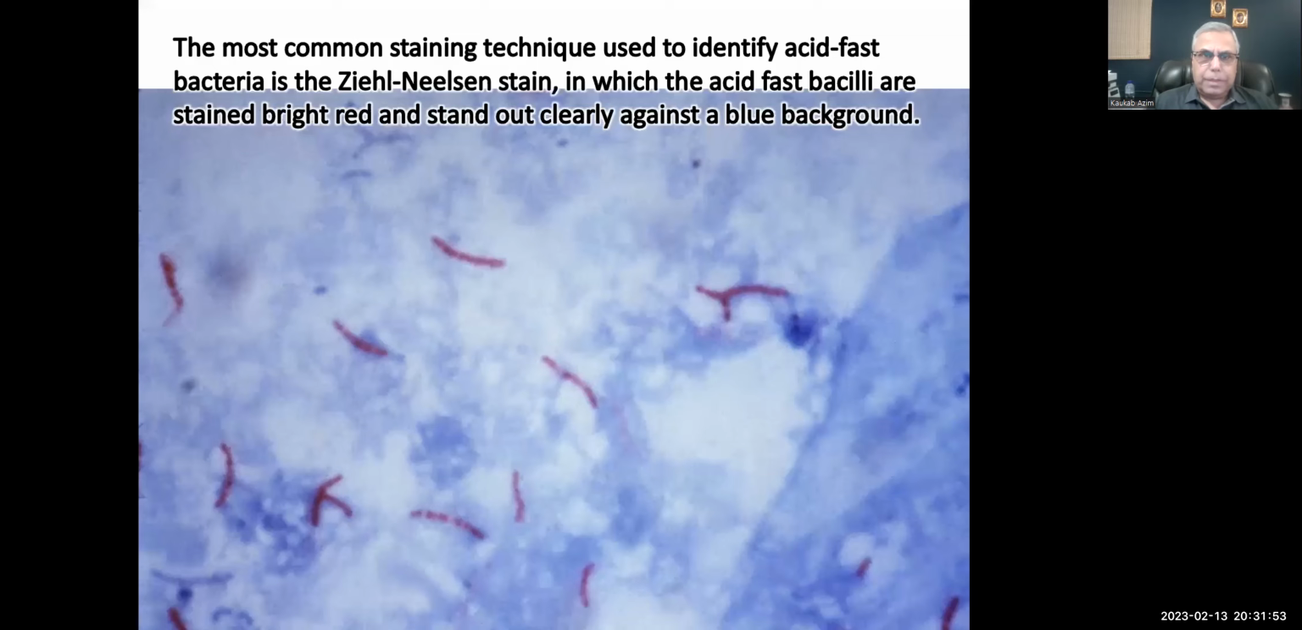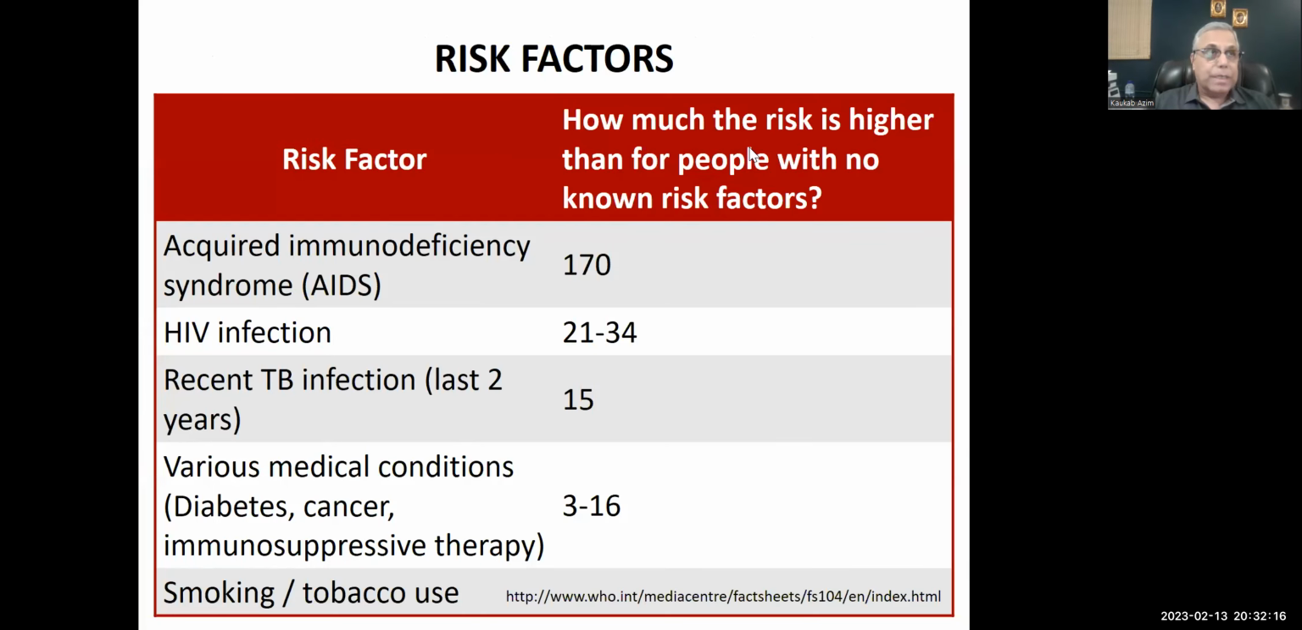Right. So this is showing you a Ziehl-Neelsen stain, and because of the mycolic acid that you have studied in your bacteriology, these red rods are mycobacteria, and you can see them with the help of a microscope against a blue background. Right, so, risk factors.